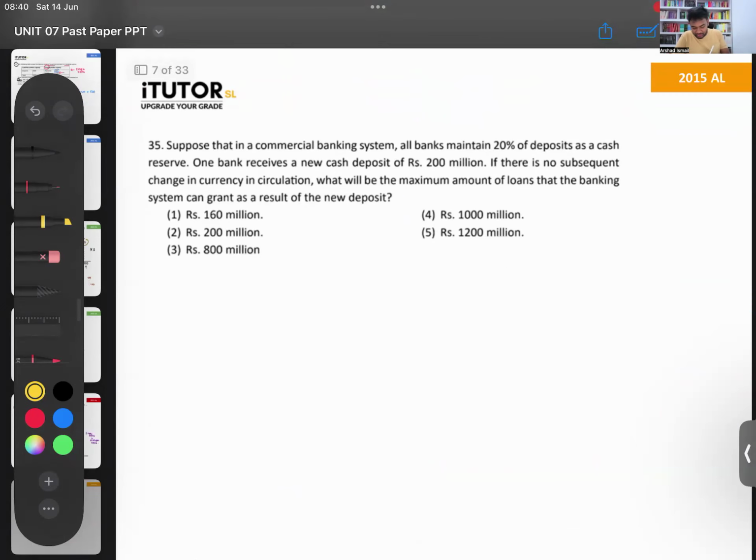2015 A levels, question number 35. They're saying, suppose that in a commercial banking system, all banks maintain 20% of deposits as cash reserves. That is their SRR. Okay, banking system, SRR is 20%. One bank receives a new cash deposit of 200 million. If there are no subsequent changes in currency in circulation, what will be the maximum amount of loans that the banking system can grant as a result of this new deposit? Same question as before. There is a new deposit of 200 million that is coming.